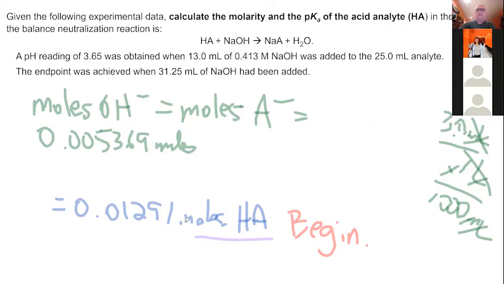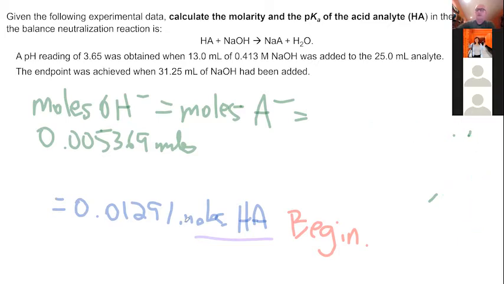Professor, sorry, question for you. What you put there, moles of OH negative is equal to moles of A negative. And so because of that, we're taking the moles of conjugate base. Look at the equation. Always go to the balanced equation. It'll help you see what's going on.